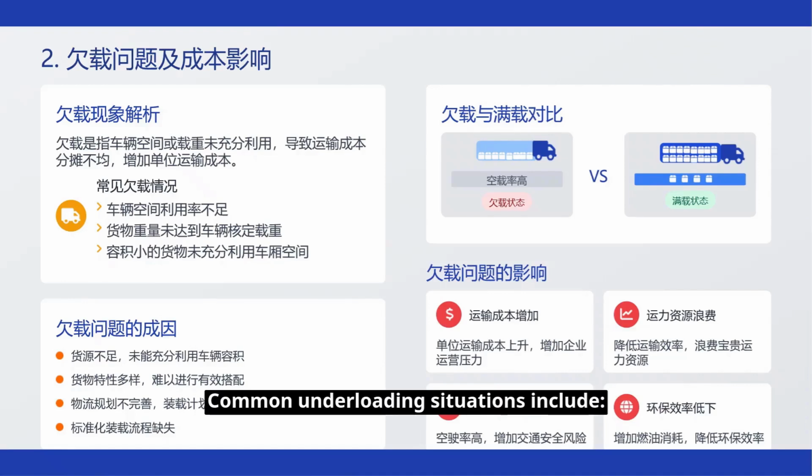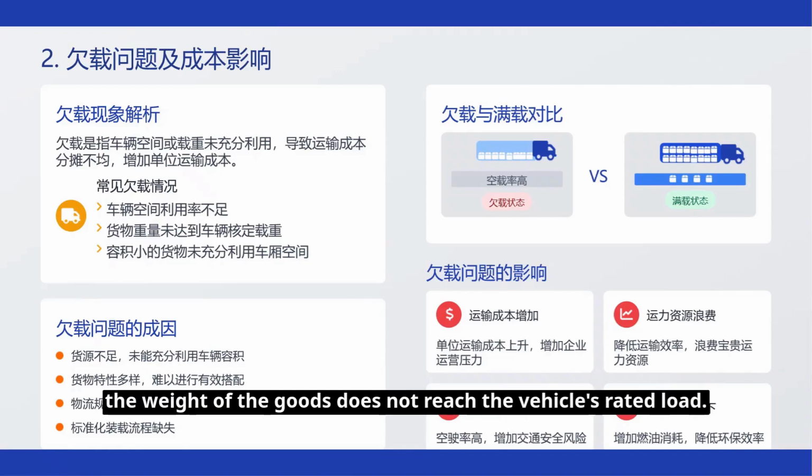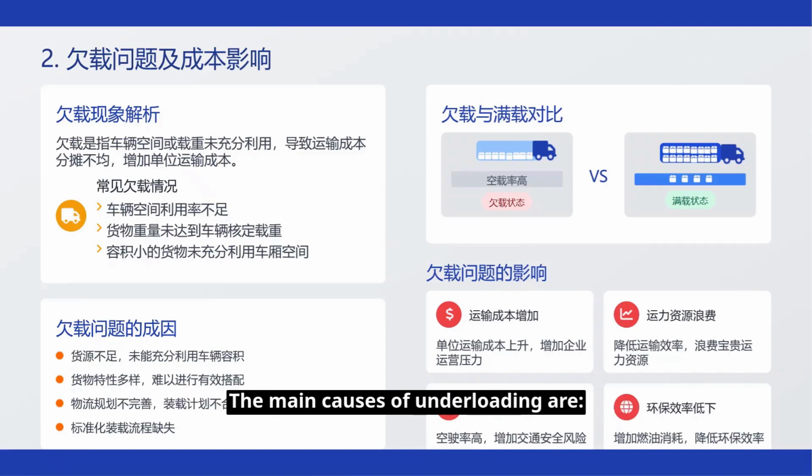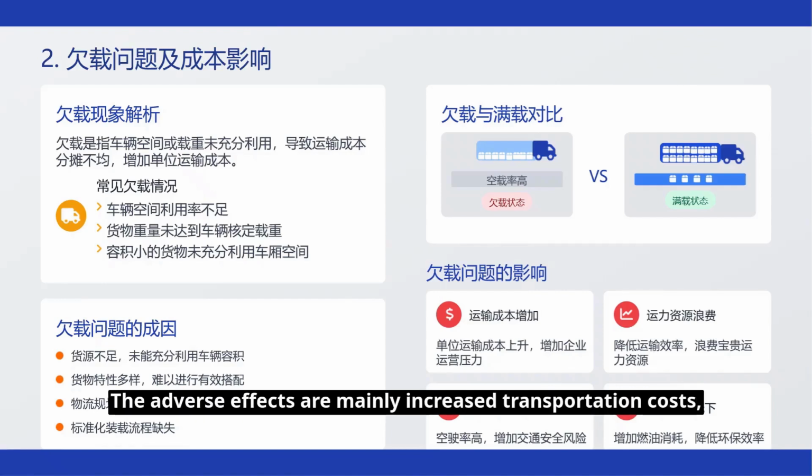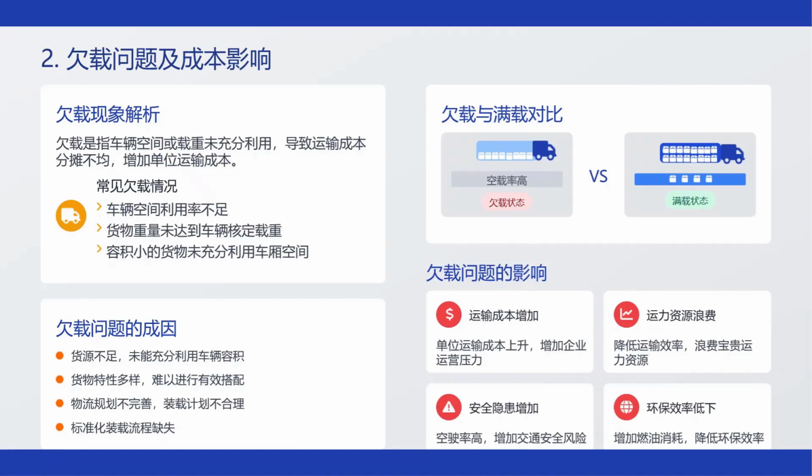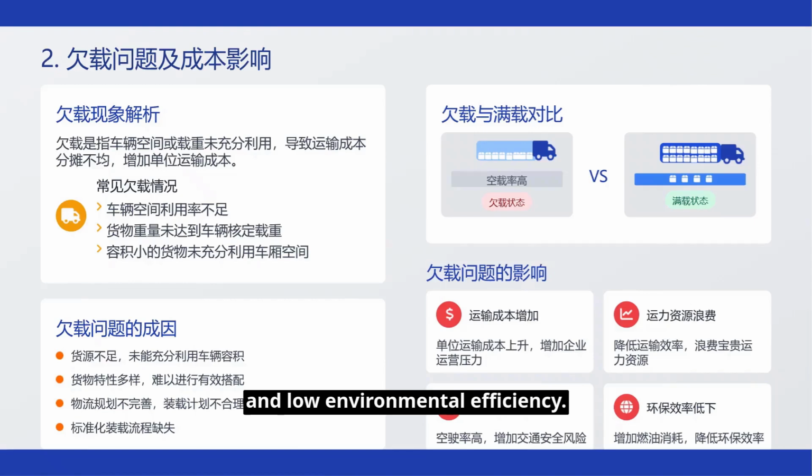Common underloading situations include insufficient vehicle space utilization. The weight of the goods does not reach the vehicle's rated load. Goods with small volume do not fully utilize the truck space. The main causes of underloading are insufficient supply of goods, failure to fully utilize vehicle volume, diverse cargo characteristics that are difficult to effectively match, imperfect logistics planning, unreasonable loading plan, and lack of standardized loading procedures. The adverse effects are mainly increased transportation costs, waste of transportation resources, increased safety hazards, and low environmental efficiency.